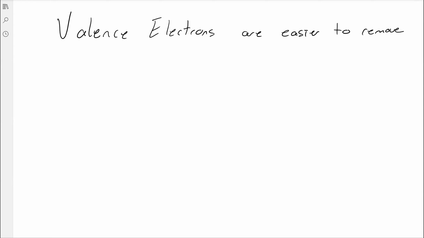So valence electrons are going to be relatively easy to remove because they've got a lot of core shielding electrons, so they don't feel as much of an effective nuclear charge. Whereas core electrons are going to be much more difficult to remove.